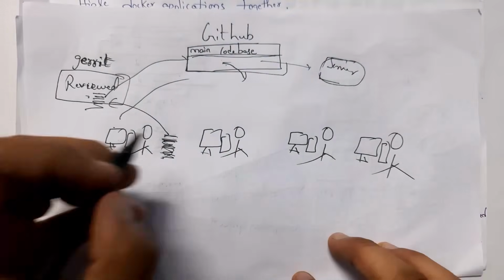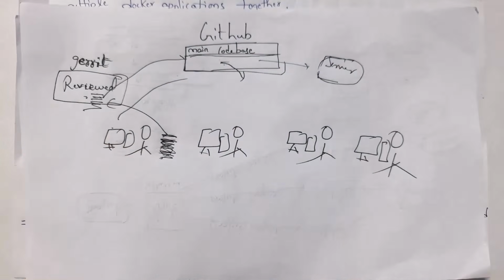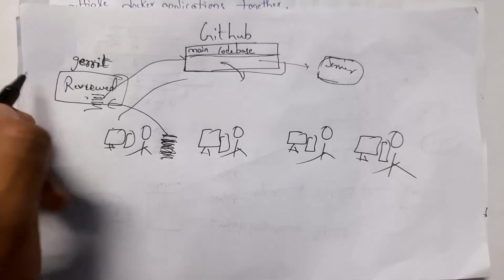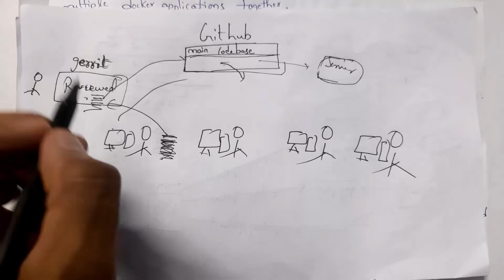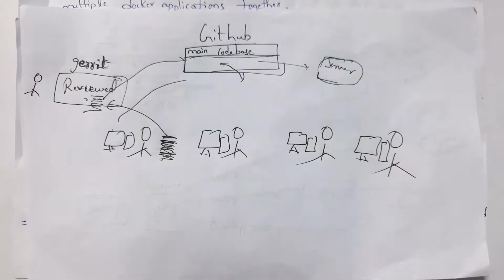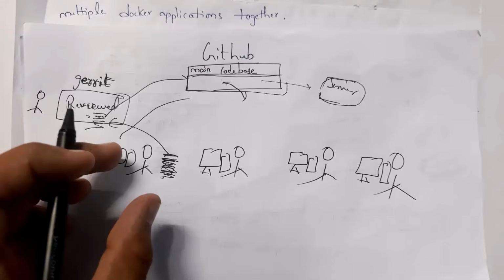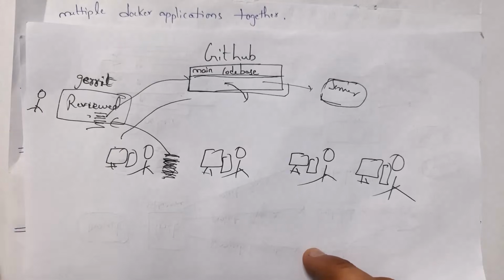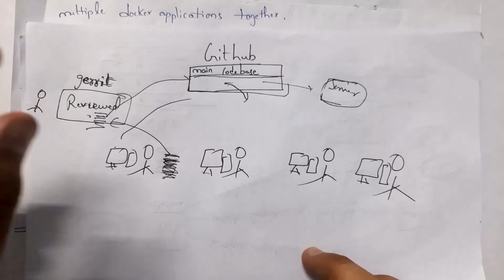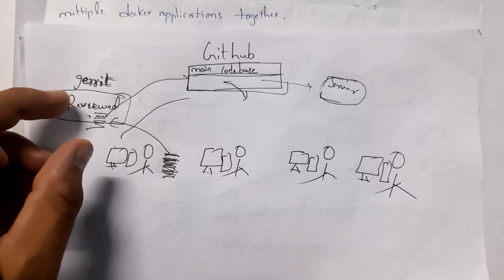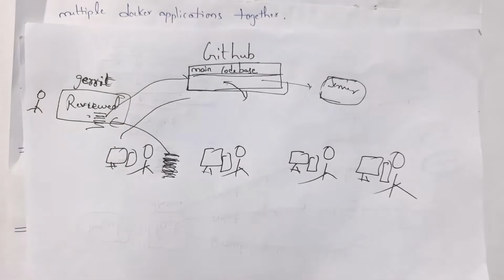Before that, whenever a developer writes code, at first that code is reviewed by senior developers in order to check whether that code is correct or not. Only if that code is correct, then that code is placed in the main code base. So whenever a developer writes code, at first he will send that code into Gerrit software. In that Gerrit software, senior developers will review that code. Only if that code is correct, the changes are reflected into the main code base, which is present in the GitHub server.